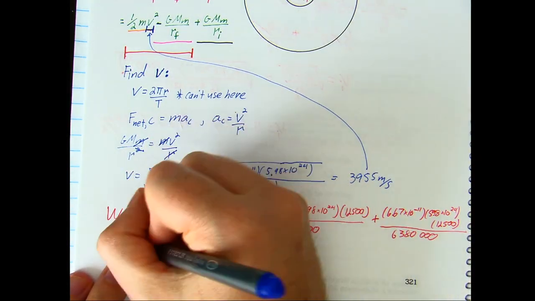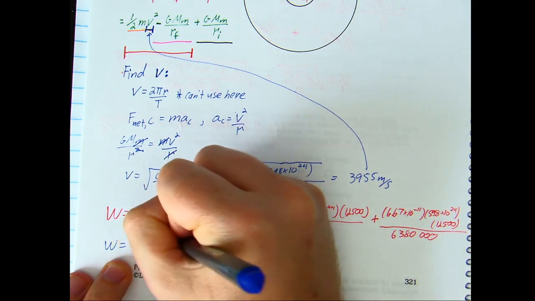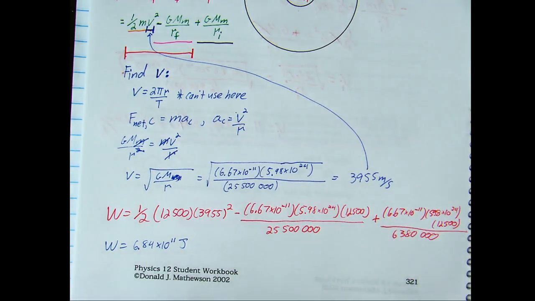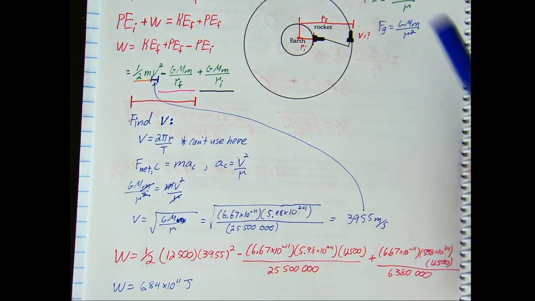You should get work equals 6.84 times 10 to the 11 joules. A lot of energy is required to set this rocket up into this position.